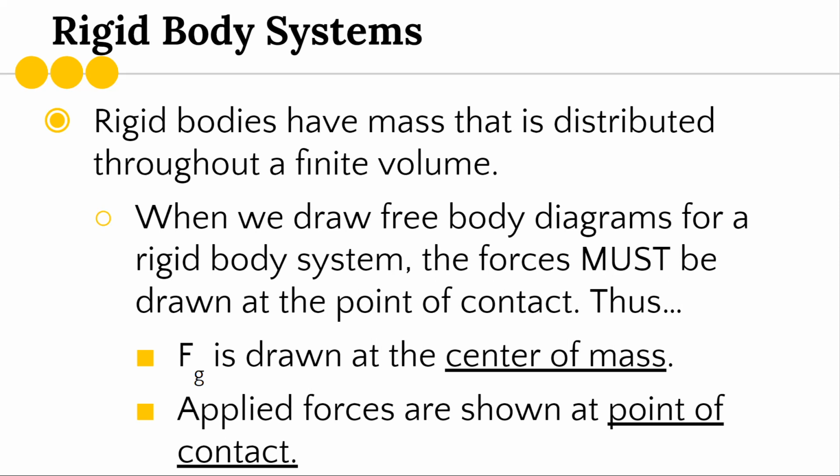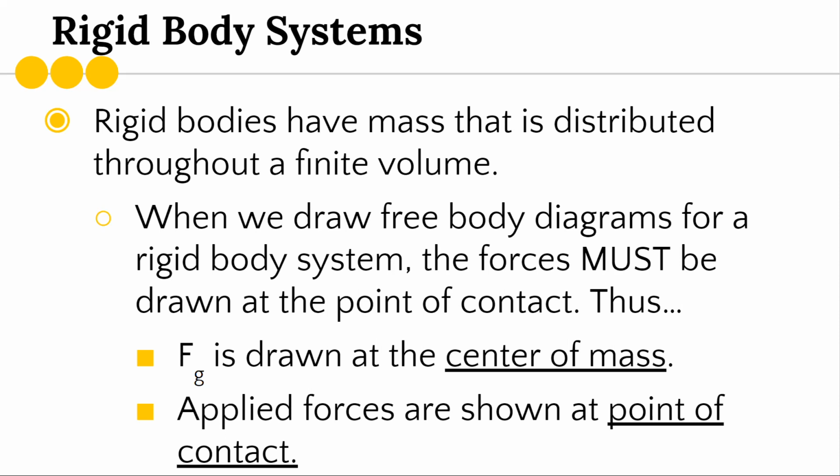Okay, so again, when we draw a free body diagram for a rigid body system, which is what you're going to be doing in this unit, forces must be drawn at the point of contact. It now matters. You can't just draw them all from a single point. Now you have to pay attention to where that force is actually acting on that body because it matters. Okay, so for example, Fg, your force of gravity, the weight of the object, always has to be drawn at the center of mass. So wherever the center of mass is for your system, that's where you're going to draw the vector for Fg. Okay, you can't just draw it at a single point now.